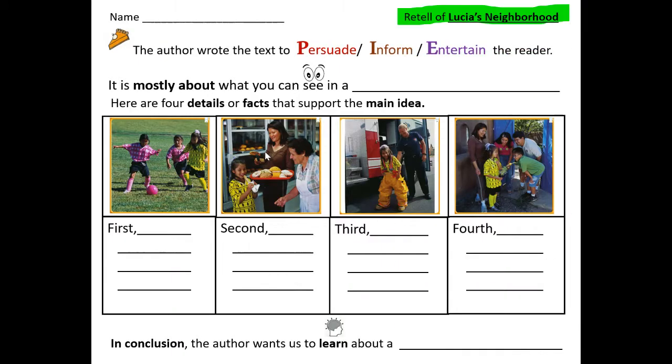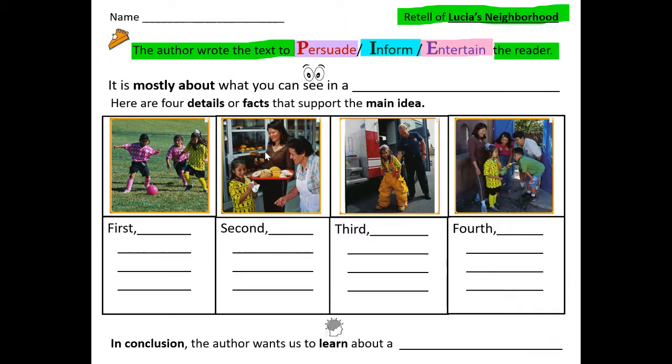So we're going to do the retell of Lucia's Neighborhood. So finish these questions. The author wrote the text to persuade the reader that Lucia's Neighborhood is the only neighborhood and the best neighborhood. Or the author wrote the text to inform the reader to give more information about what's in a neighborhood. Or the author wrote the text, Lucia's Neighborhood, to entertain the reader with a funny story that had a problem and a solution.